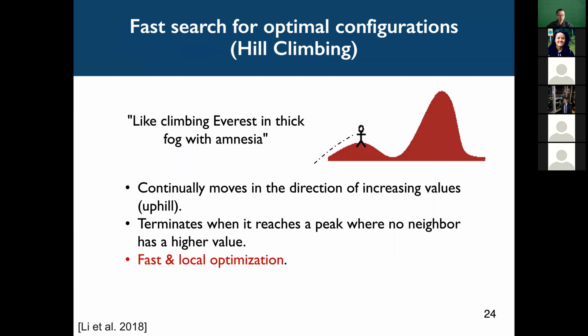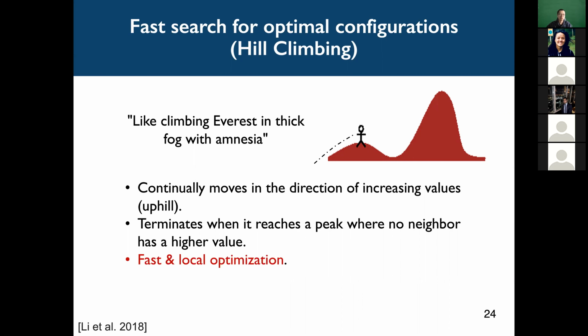So how do we do the optimization? How do we search for configurations? Here we use a hill climbing optimization algorithm. This is a local search algorithm. You can consider it like climbing a hill in thick fog with amnesia, right? At each step, this algorithm would move in the direction of increasing the value, here increasing the performance. Every time it moves, it changes one configuration parameter in the direction of increasing the performance.